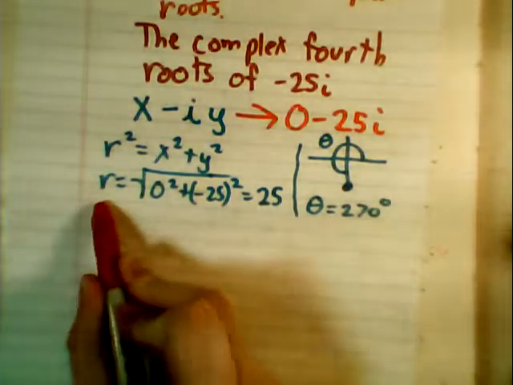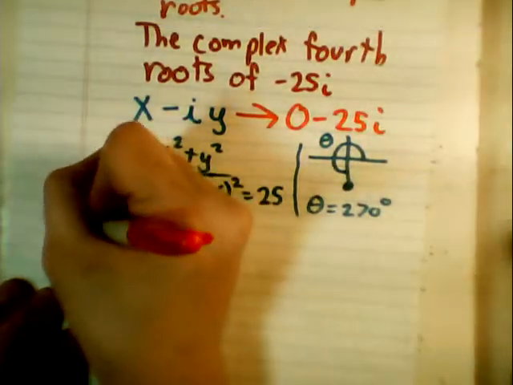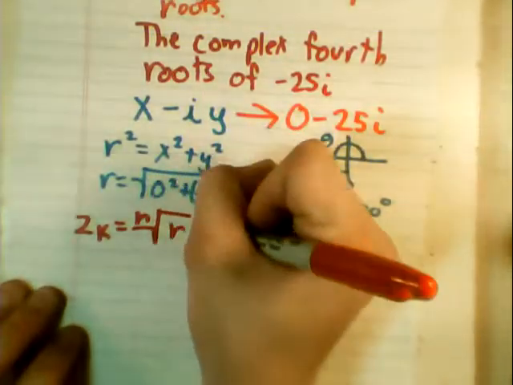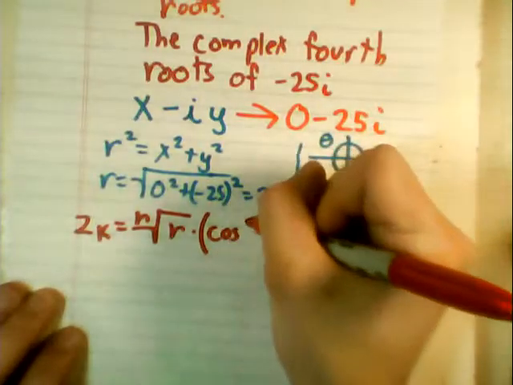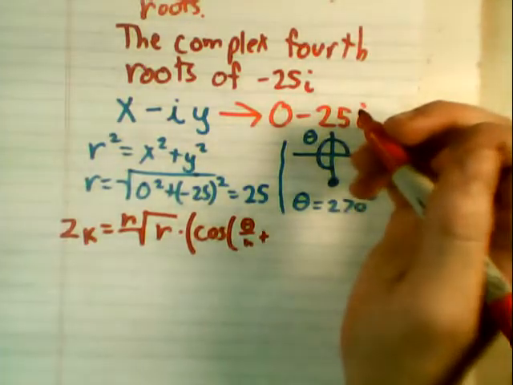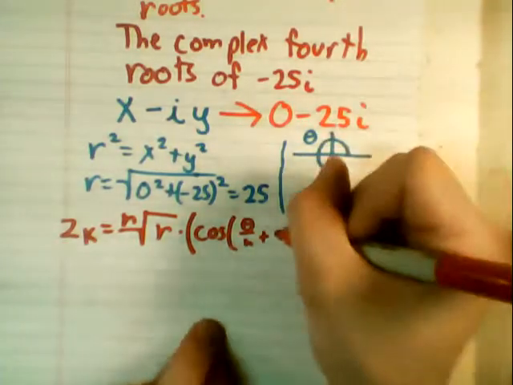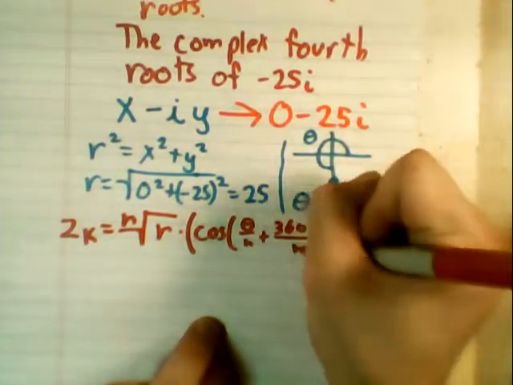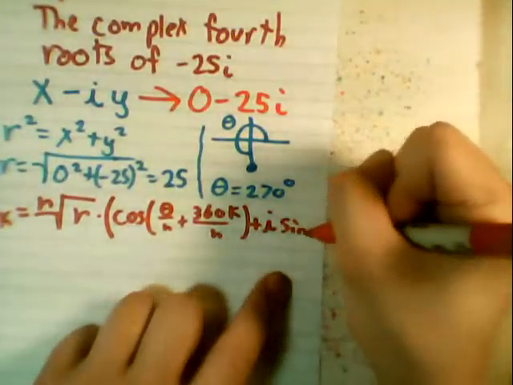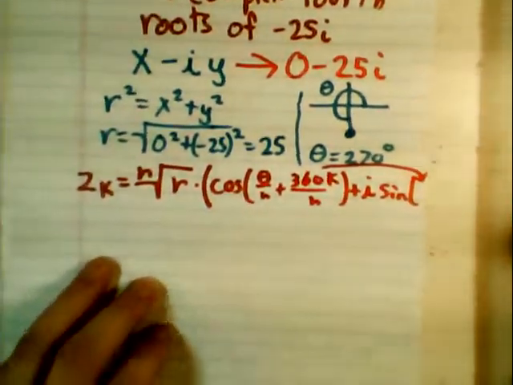Okay, so now that we know our radius and our theta, we're going to use the formula for finding complex roots. It's z sub k equals the nth root, where n is the number of roots we're looking for, of our radius, times cos of theta over n, theta is our angle, plus 2 pi k, or I like to do 360k because 360 degrees. So (theta plus 360k) over n, plus i times sine of that exact same thing. Since I ran out of room, I'm just going to write it like that, and I'll come back and fill it in.